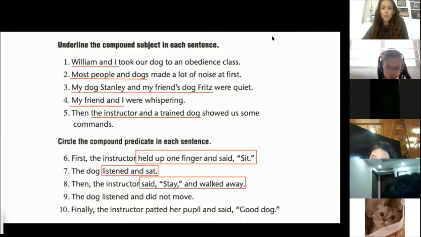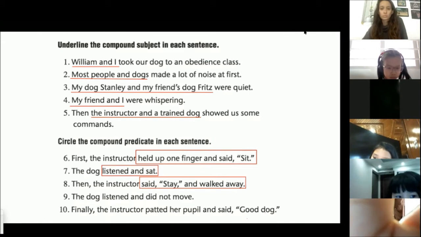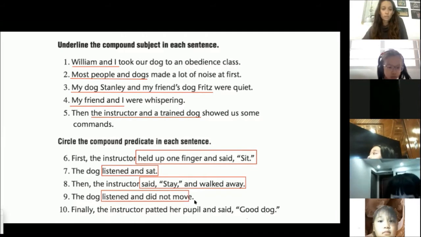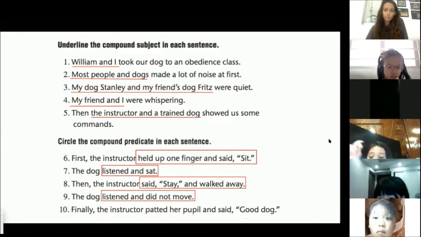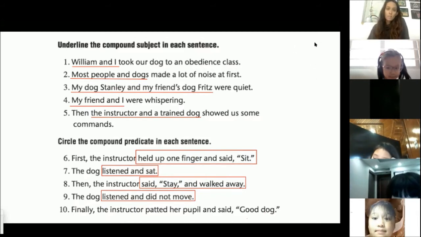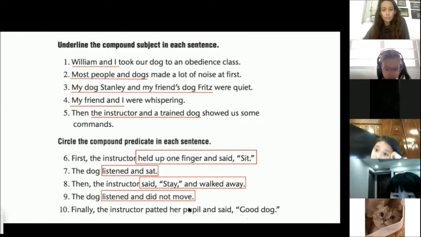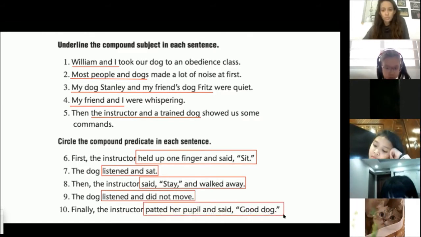Number 9, please. The dog listened and did not move. Okay, what's our compound predicate? Listened and did not move. Finally, the instructor patted her puppy and said, "Good dog." And what is our compound predicate? Patted her puppy and said, "Good dog."